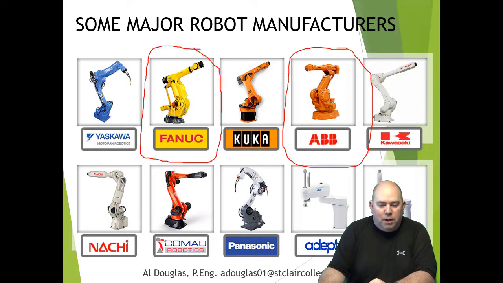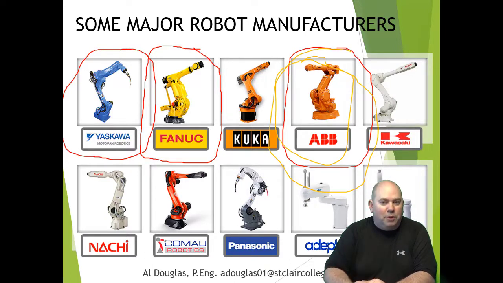We do also have 2 Yaskawa robots in our lab, but we don't really use them very much. A lot of these other ones you'll see out in industry, but we don't deal with them in our labs. So KUKA, Kawasaki, Nachi, Kamau, Panasonic, Adept, and Denso. You'll see lots of those around in industry, but we do not have any of those in our lab. So ABB is definitely the big one. You will get very, very familiar with ABB.